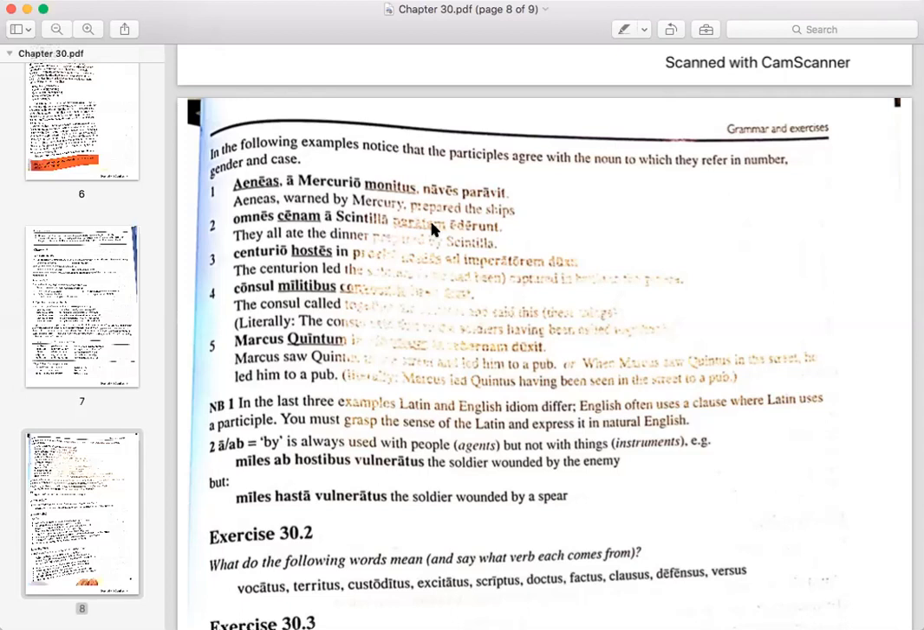Okay, literally: Marcus led Quintus, having been seen in the street, to a pub. The literal way is the way that you can convey that you understand that visum agrees with Quintum, that they are accusative and masculine and singular together, and that visum is passive. So Marcus saw Quintus, having seen Quintus in the street, led him to a pub.